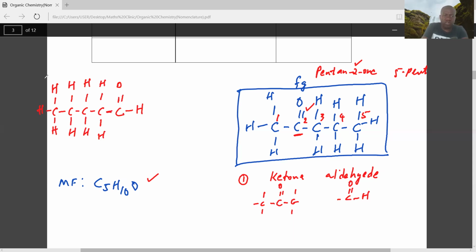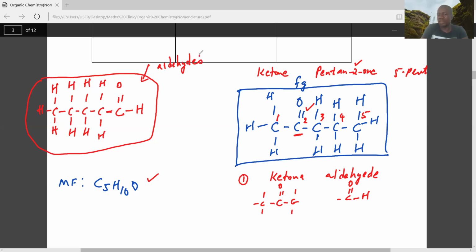If you look at these two, they still have the same molecular formula. But there's something that has changed. Their functional group is no longer the same. This one belongs to a ketone. This now belongs to an aldehyde. But they have the same molecular formula. It's C5H10O, both of them. I believe you're following. So you see now that these are regarded as functional isomers.